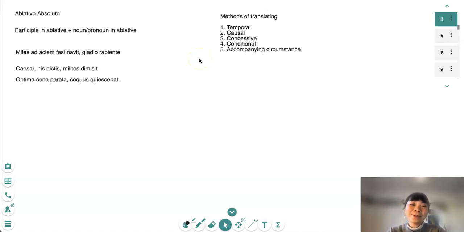Hi, today we're going to be talking about the ablative absolutes, which is a construction in Latin made up of a participle in the ablative and a noun or a pronoun in the ablative. When they are paired together, they describe an action which is independent from the rest of the clause. So if we take this sentence, for example, miles ad aciem festinavit, gladio rapiente.